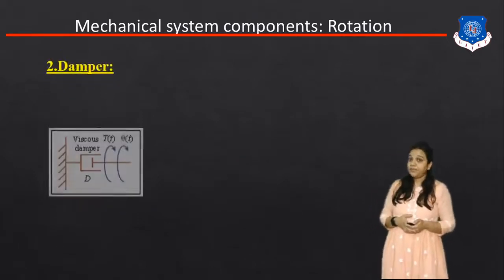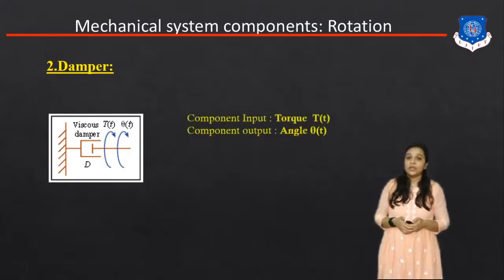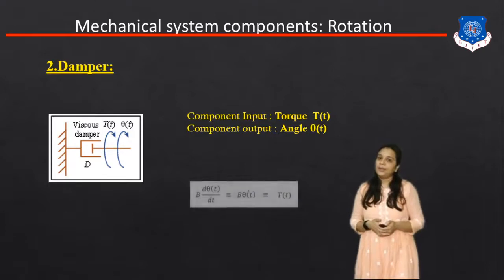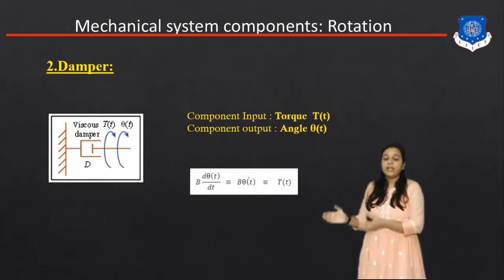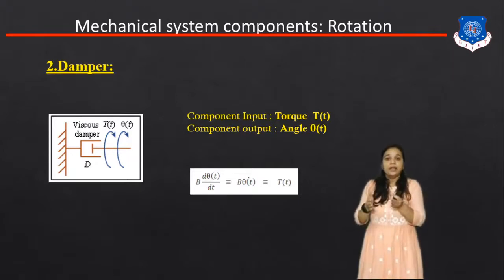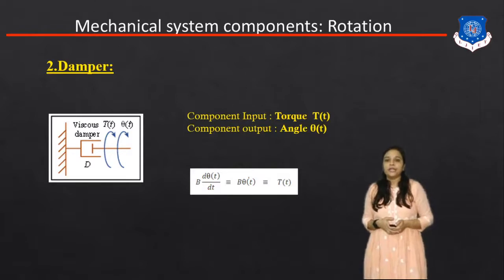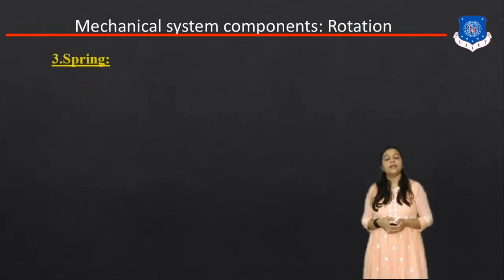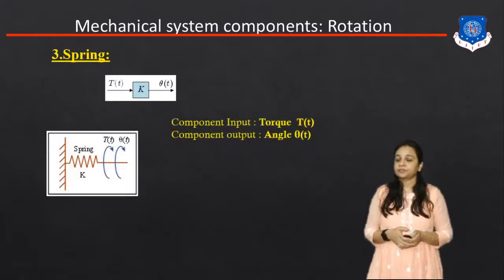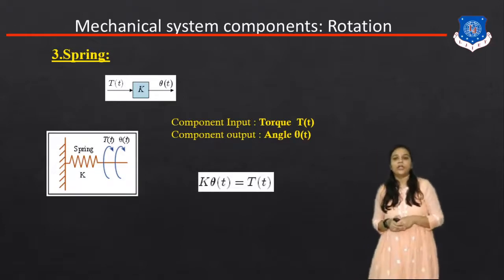Next is the damper. Same thing. Here friction is applied but in the angular motion. So the component input will be torque, the component output will be angle, and the equation will be B d theta t upon dt, that is equal to B theta dot t, that is equal to T of t. And the third one is the spring. The equation of the spring will be K theta t is equal to T of t.